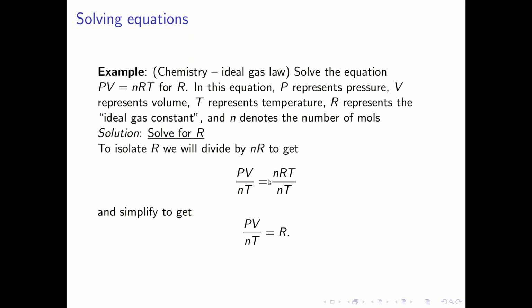And when I say simplify, I mean cancellation. So n and n will cancel here, the T and the T cancel here on the right, and that'll leave me with just the R. In fact, that's why I chose to divide by nT in that case. So make sure that you're familiar with and able to do simple manipulations like this, because they will come up in trigonometry.